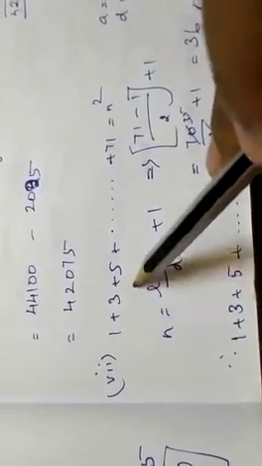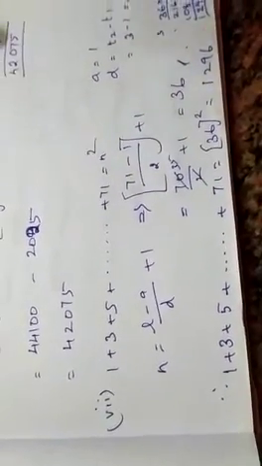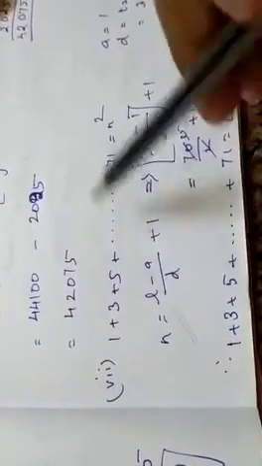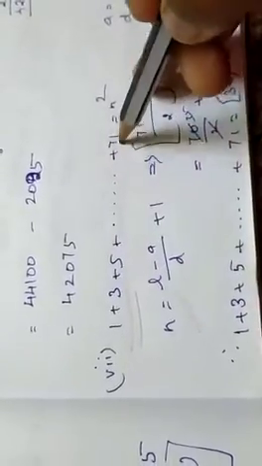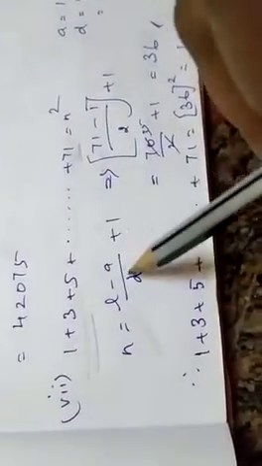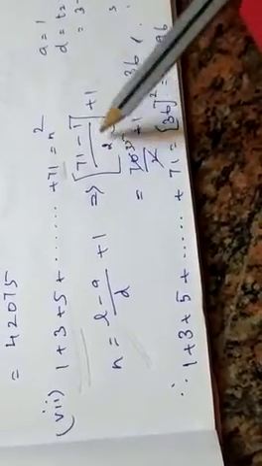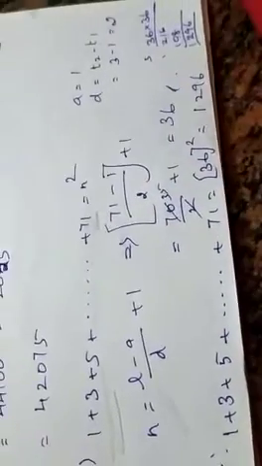We will get 42,075. So our next part solution is 1 plus 3 plus 5 till 71, which is equal to n square. Okay, it is given in the question. So n you already know. See, this is odd numbers. You should check it. Odd numbers means if the last number is given, we don't know the n numbers, that is the number of terms. So we'll find that first. So n equal to L minus A by D plus 1, which is 71 minus 1 divided by 2 plus 1, which is 36.